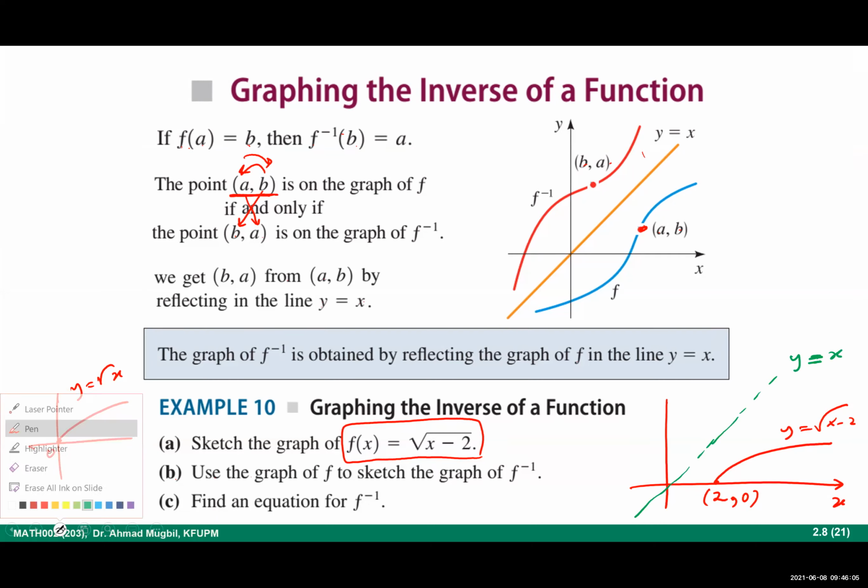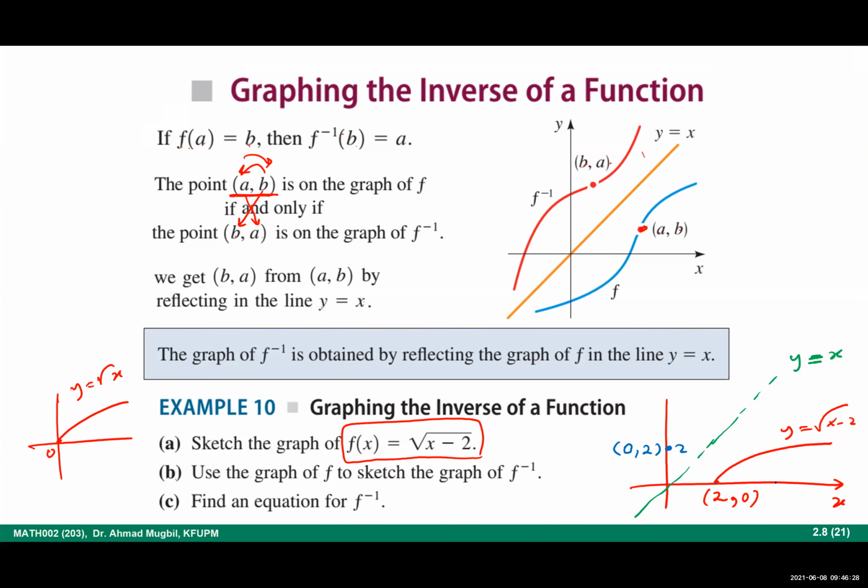Now to sketch the graph of the inverse, you will make a reflection. What is the reflection of the point 2 and 0, Shabab? When you interchange x and y, so 0 and 2. It will be x is 0, y is 2 here. It will be here. So this point, now, this is 2. This point will be now 0 and 2.